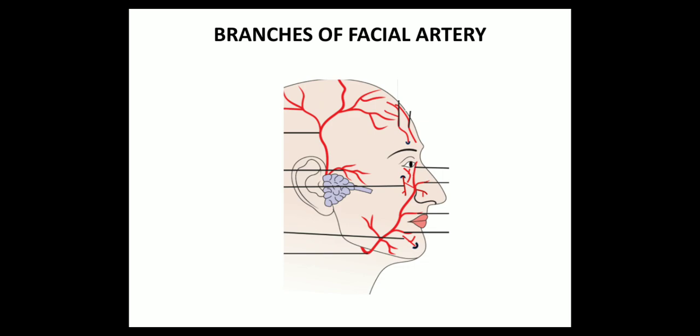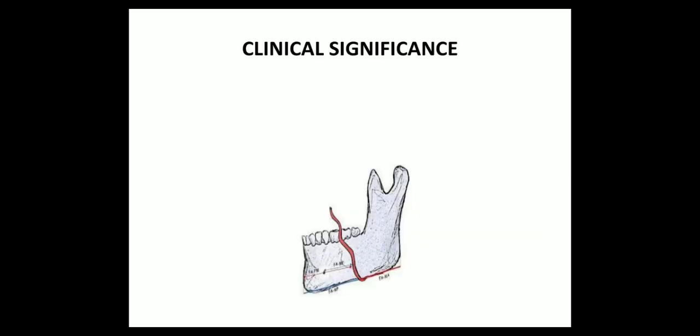Branches from the facial part include the inferior labial artery, which supplies the lower lip. The superior labial artery supplies the upper lip, and the lateral nasal artery supplies the ala and the dorsum of the nose. The clinical significance.